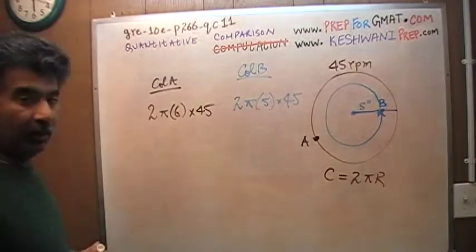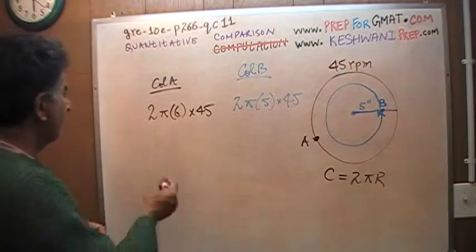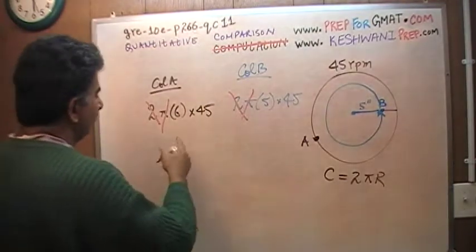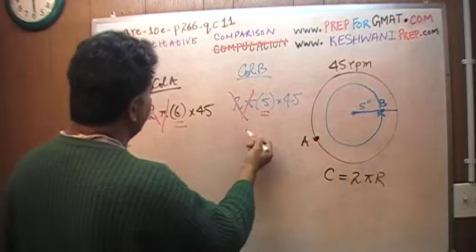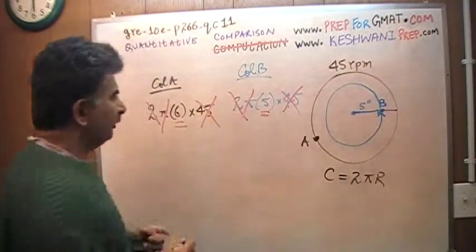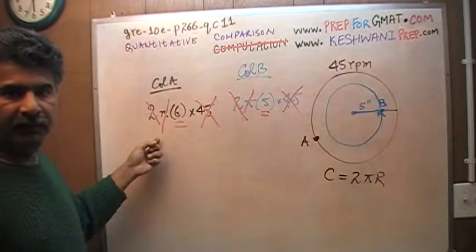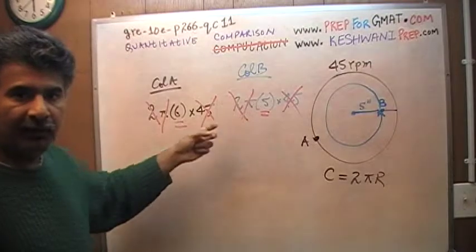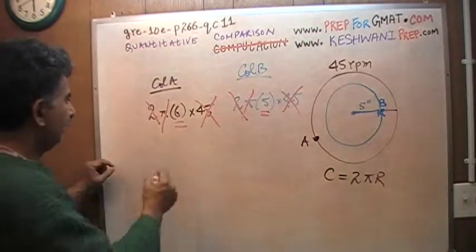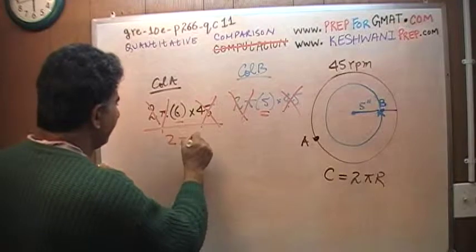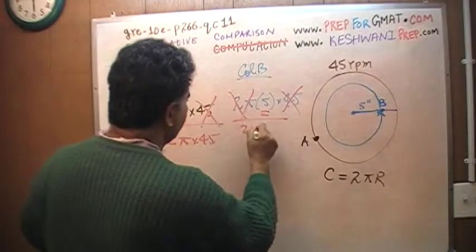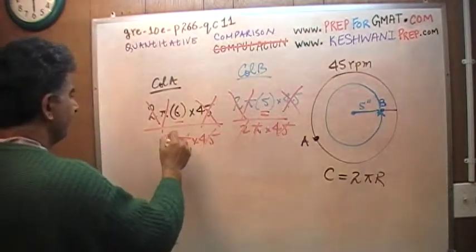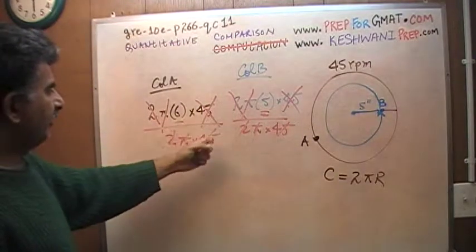Or if you want to look at it more mathematically, this is what's going on. This 2 cancels out, this pi drops out, this 6 is our radius for this one, this 5 is this one, and this 45 goes away. In other words, if we were to divide both sides of the, I was going to say both sides of the equation, but this is not an equation. If we were to divide both columns, column A and column B, by this quantity, 2 times pi times 45, I can do that. Why not? 2 times pi times 45 will get rid of all of this. 2 cancels out with 2, pi cancels out with pi, 45 cancels out with 45.